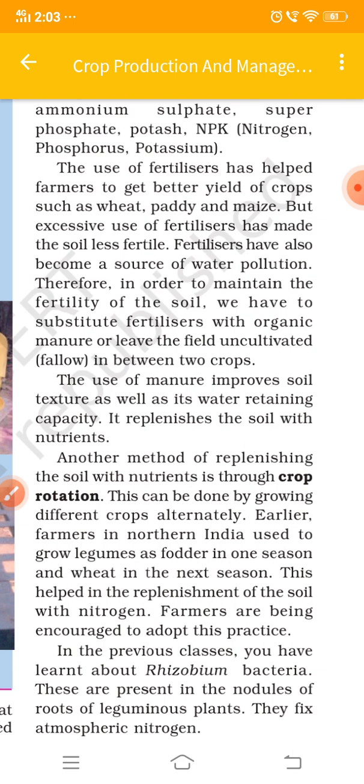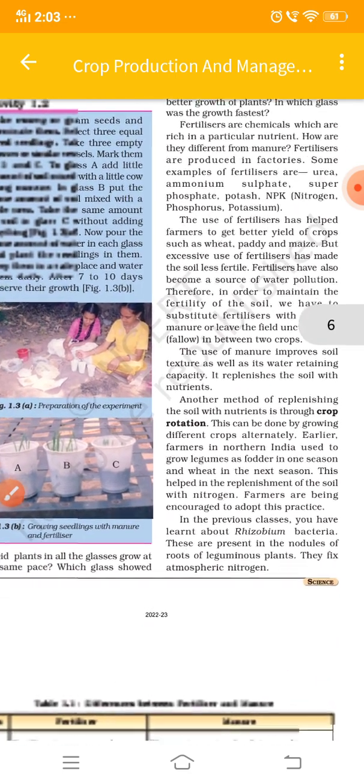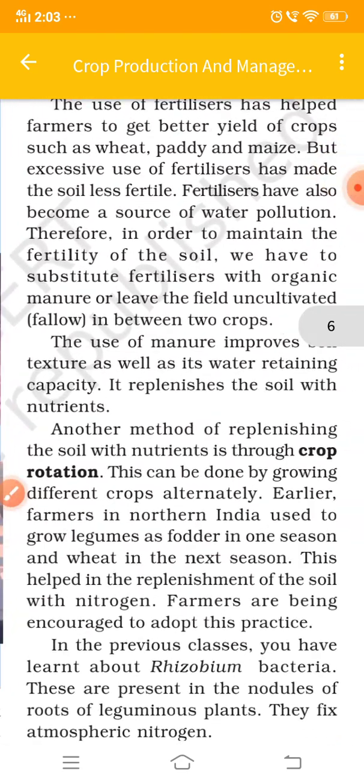Another method of replenishing the soil with nutrients is crop rotation. I haven't heard about this crop rotation, and I think this is a new introduction. This can be done by growing different types of crops alternately. Earlier, farmers in northern India used to grow legumes as fodder in one season and wheat in the next season. This helped in replenishment of soil with nitrogen. Farmers are being encouraged to adopt this practice.